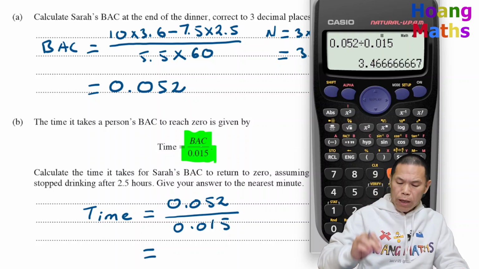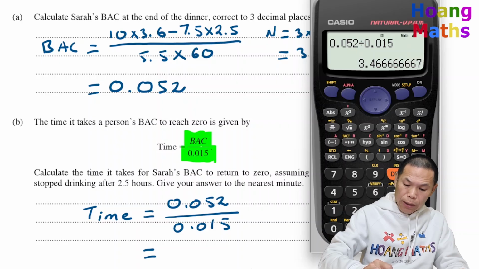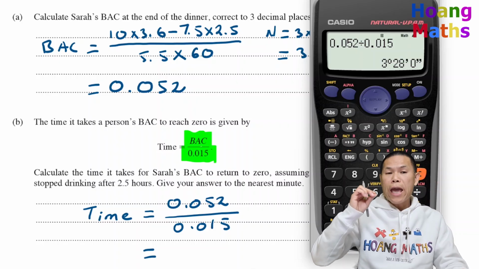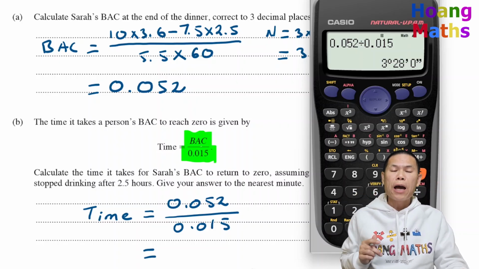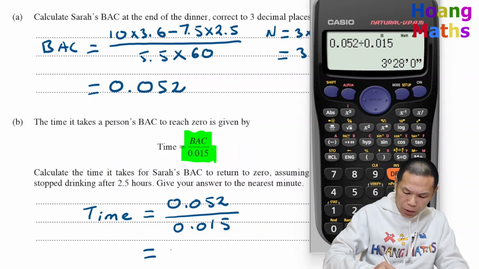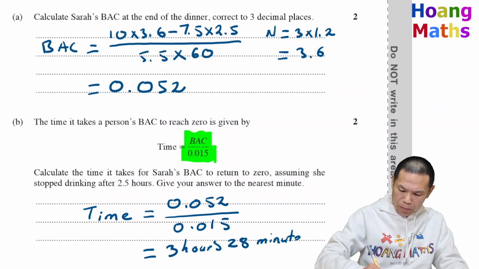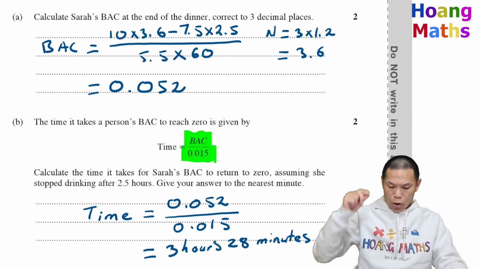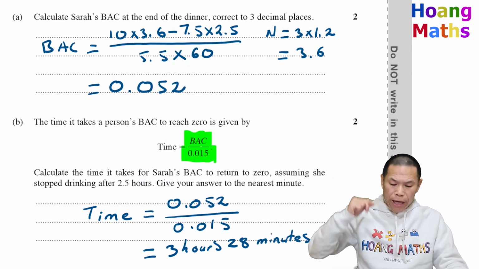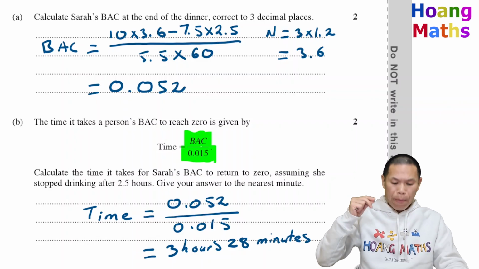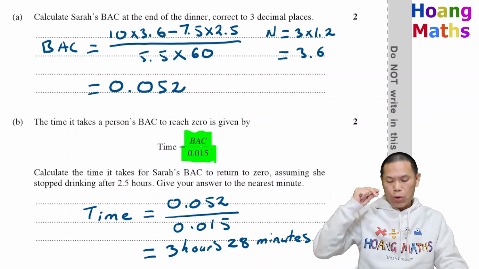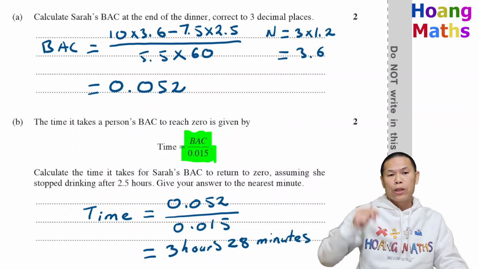And to the nearest minute, press the DMS button. 3 hours and 28 minutes. So there you go, 3 hours and 28 minutes. That is the time required for blood alcohol content to return to 0.